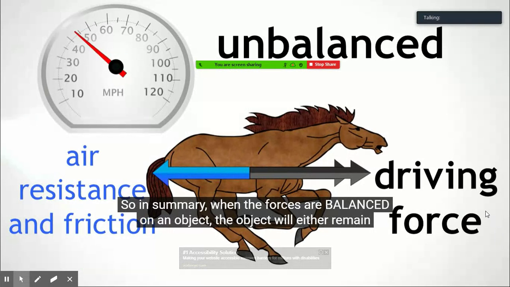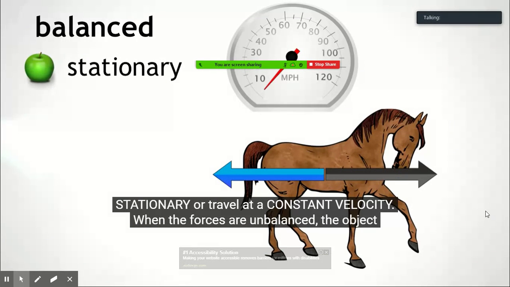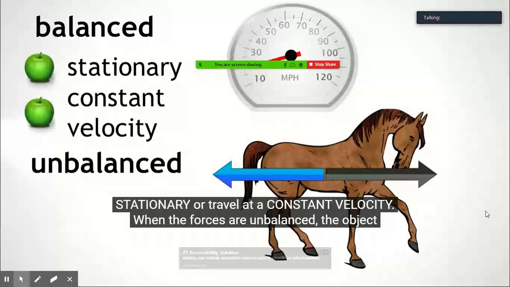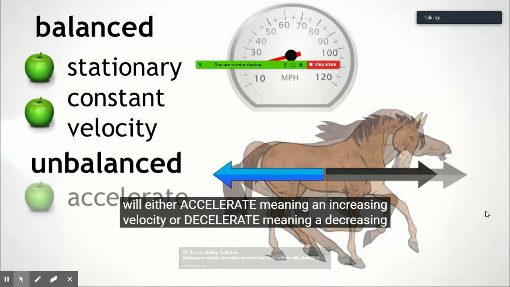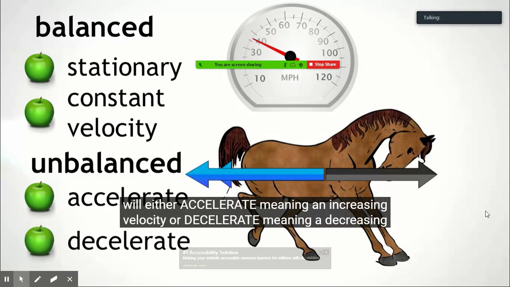So in summary, when the forces are balanced on an object, the object will either remain stationary or travel at a constant velocity. When the forces are unbalanced, the object will either accelerate, meaning an increase in velocity, or decelerate, meaning a decrease.